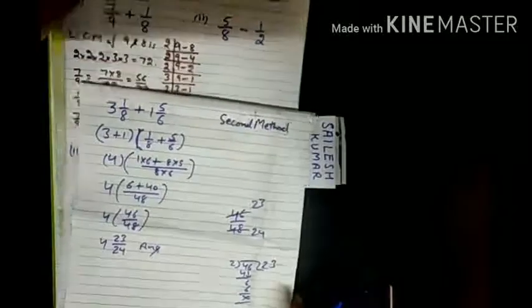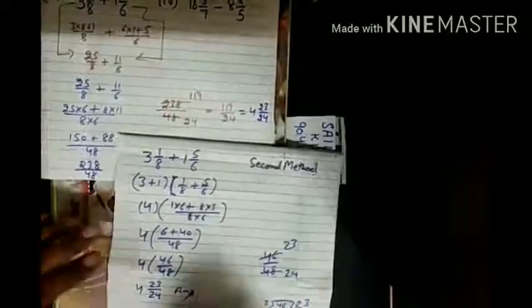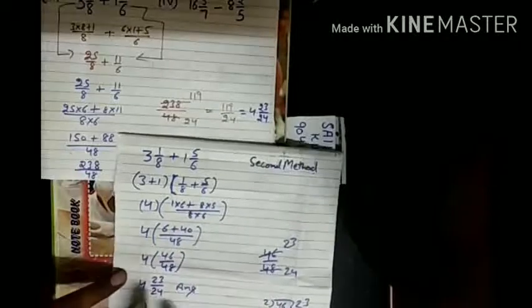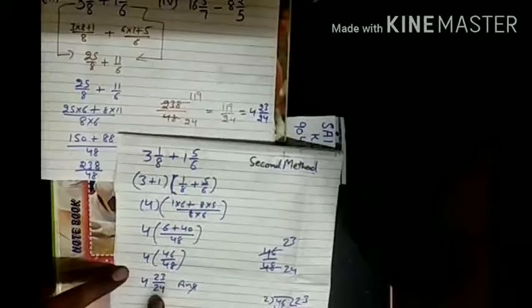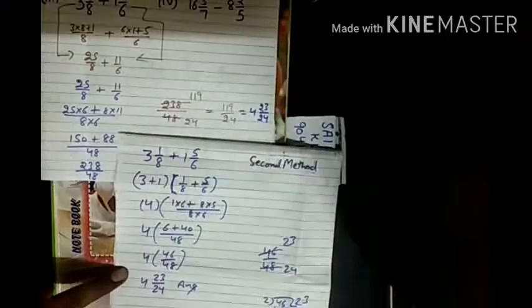So you can see the answer with this method and with this method are same. 4 and 23 by 24, 4 and 23 by 24.